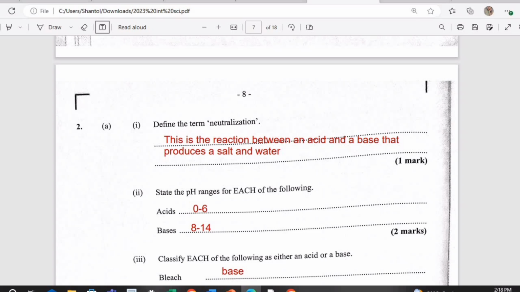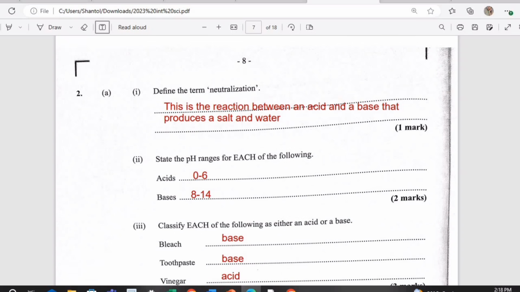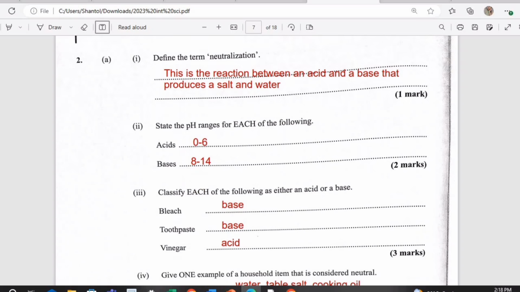It says classify each of the following as either an acid or a base. The first one, bleach, would be a base. The second one, toothpaste, would be a base, and vinegar, an acid. 3 marks. It said give 1 example of a household item that is considered neutral.